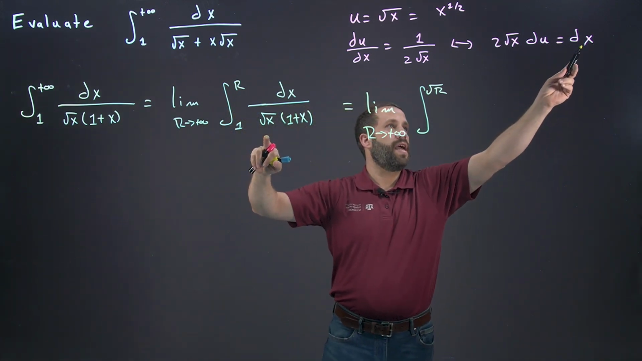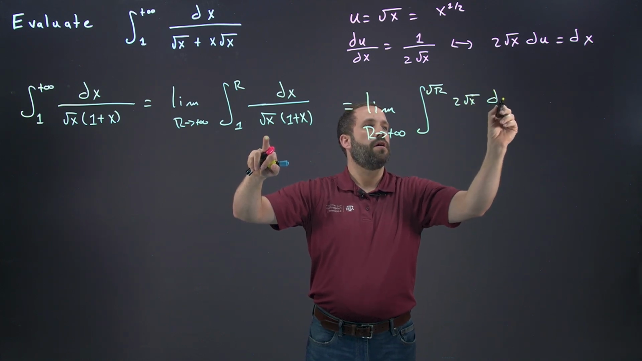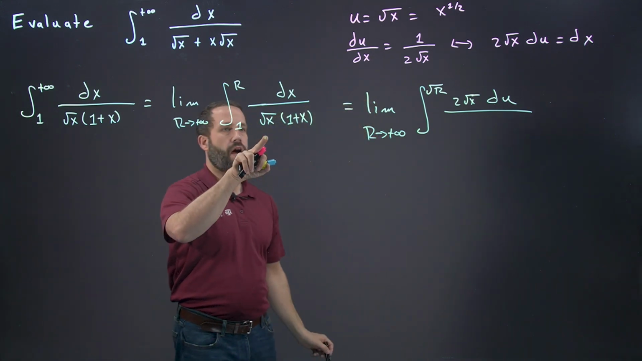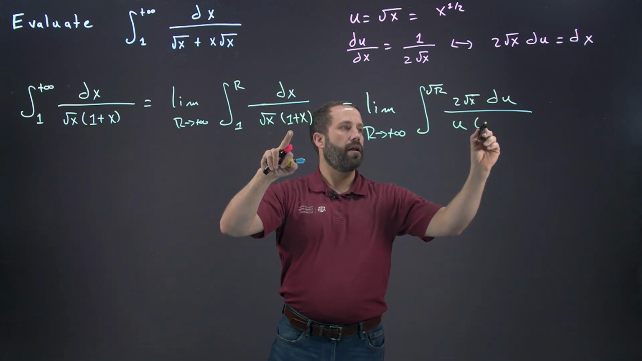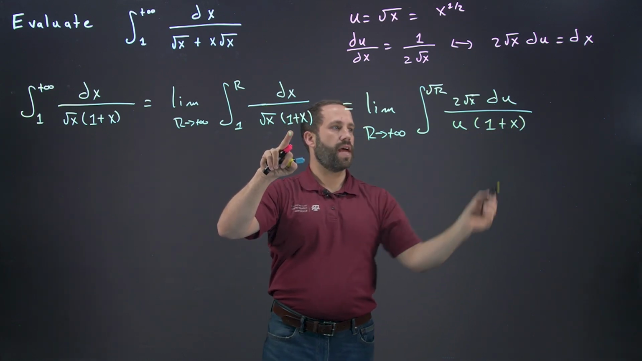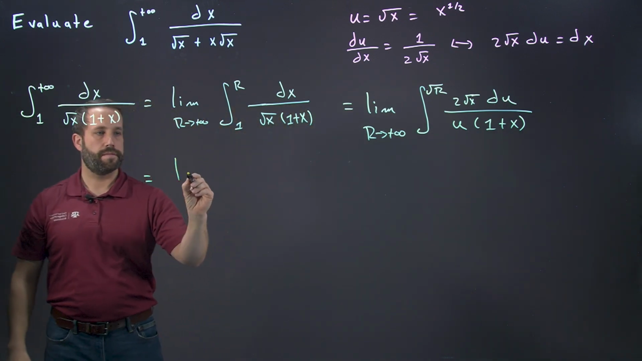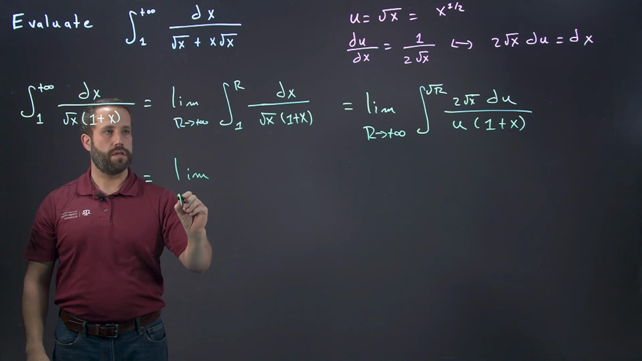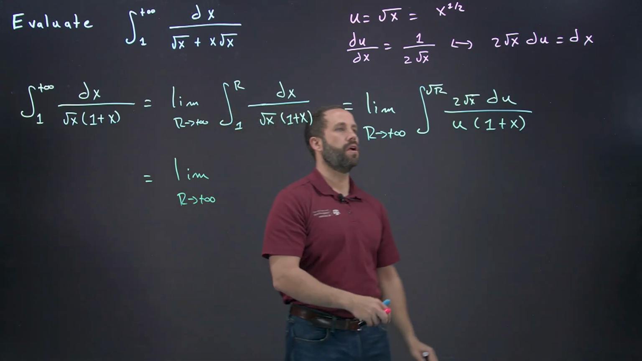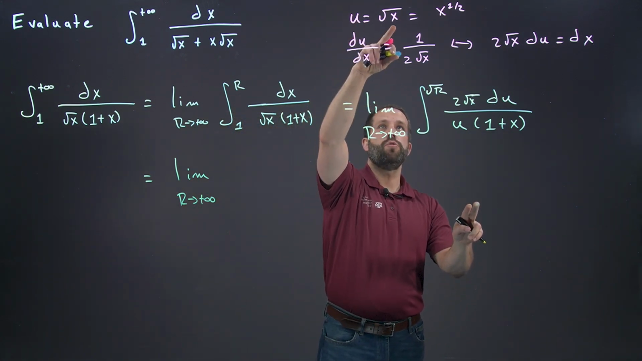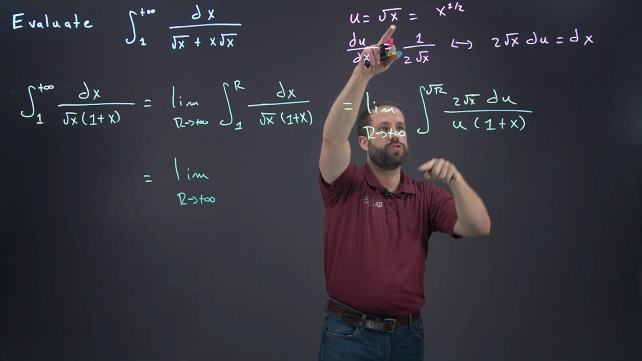So first of all, dx is equal to 2 square root of x du. Okay, I'm dividing. I see a square root, so I'm going to go ahead and replace that with a u. And then I've got 1 plus x. I'm going to have to figure out what to do with this stuff here. This is equal to the limit as r goes to infinity. Okay, so let's see what's happening over here. Maybe you already recognize this, but u is equal to the square root of x. So this is the square root of x, and I'm dividing by u. So those are going to cancel.